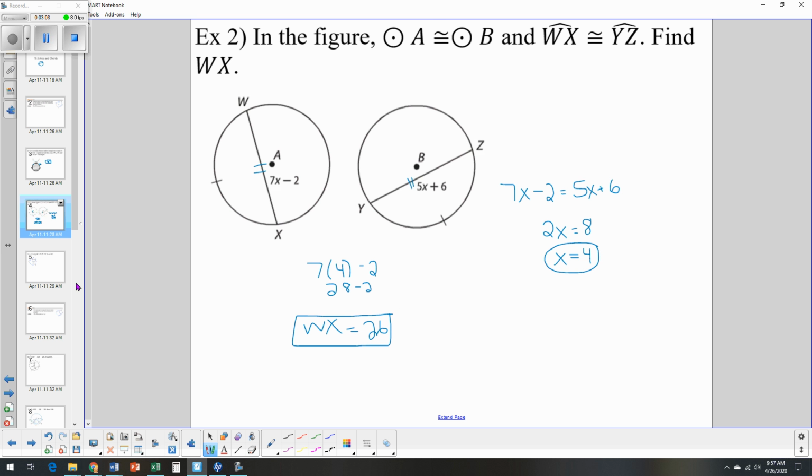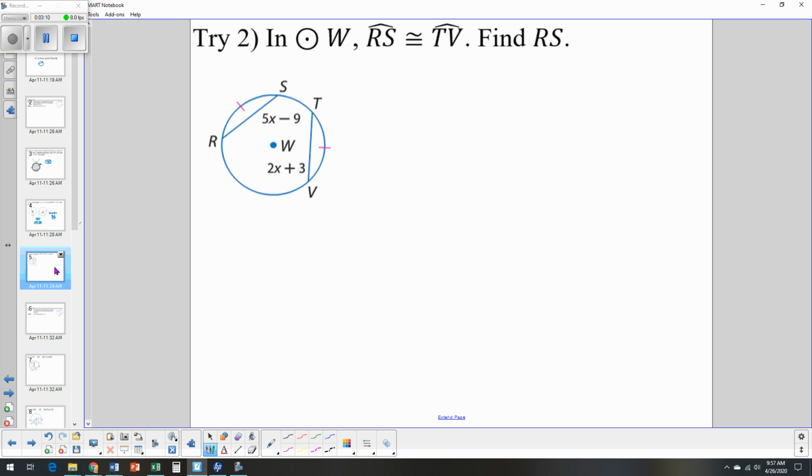All right, you're going to try the next one. So pause, and when you're ready, come back and see the answer. All right, if you did this correctly, you should get x is 4 again, and then RS is 11.